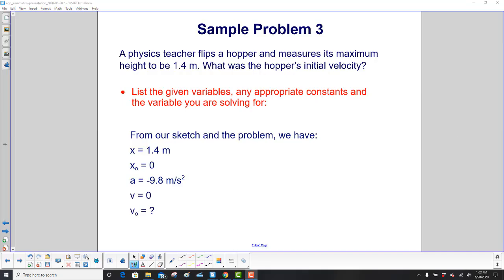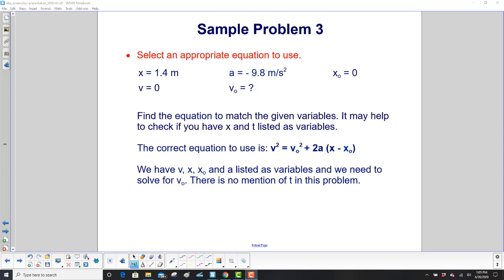Let's list our given variables, any appropriate constants, and the variables we're looking for. This was measured. This is you start on the ground, so that's 0. This is our appropriate constant, the acceleration due to gravity. At the top, they didn't tell us what the velocity is, but we know when you shoot an object in the air, right before it starts coming down, its velocity will be 0, and we're trying to find the initial velocity, v0.